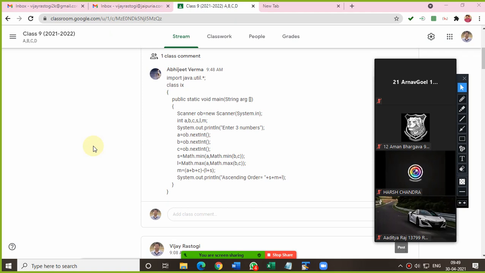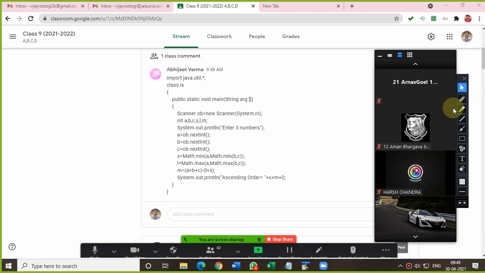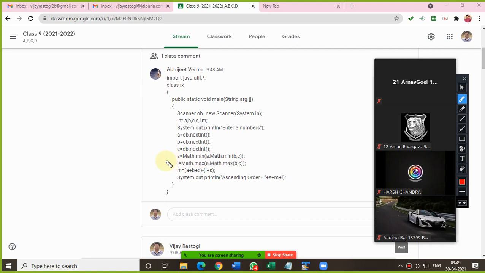What is your name, beta? Abhijit Verma, right? Yes, sir. Abhijit Verma, see, in this you have calculated the largest, the smallest and the middle part, right? And you have printed like this. But I want the solution without Math.max and Math.min.